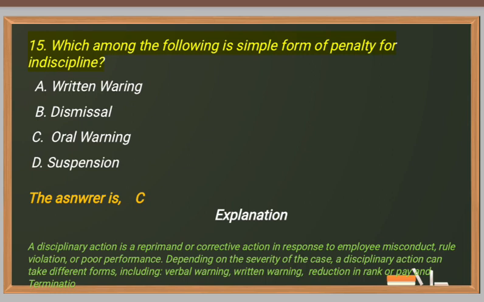15. Which among the following is the simple form of penalty for indiscipline? A. Written warning. B. Dismissal. C. Oral warning. D. Suspension. The answer is C. Explanation.